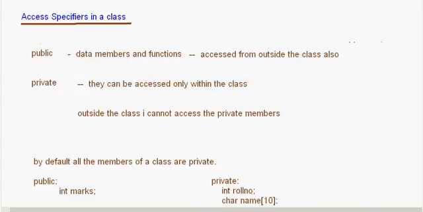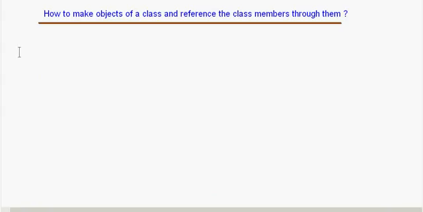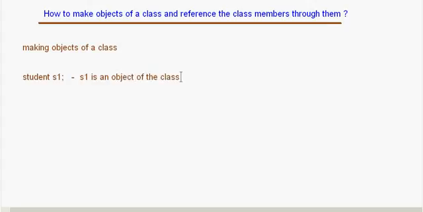Okay, so now we come to this, how to make objects of a class. For making objects of a class, this is the name of the class, so I say student S1. So S1 is an object of the class, right?